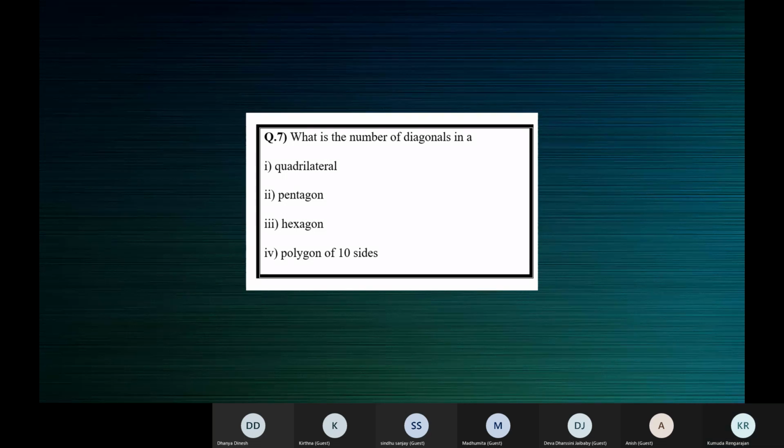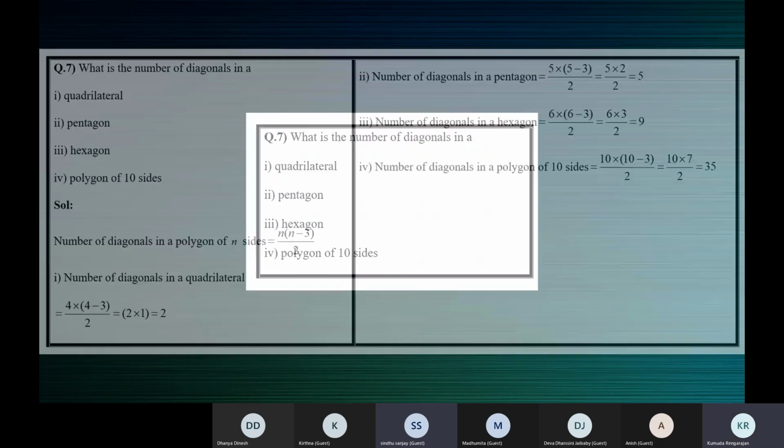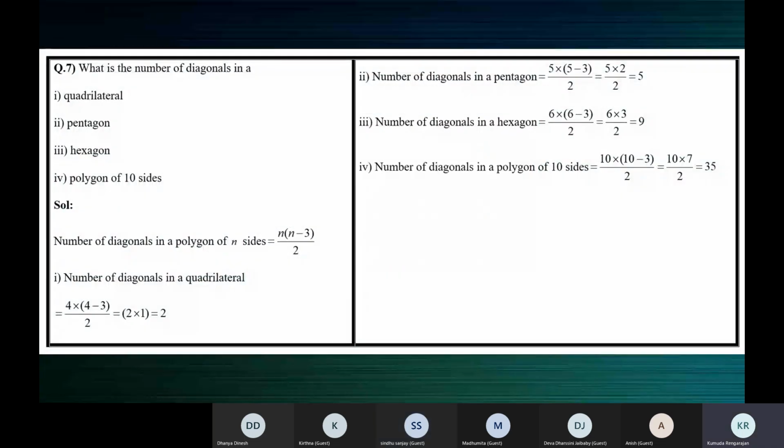Completed, children? Yes, ma'am. All right. How many diagonals in a quadrilateral? 2. Pentagon? 5 diagonals, ma'am. Hexagon? 9 diagonals, ma'am. And decagon? 35, ma'am. Answers. See here. Yes, ma'am.